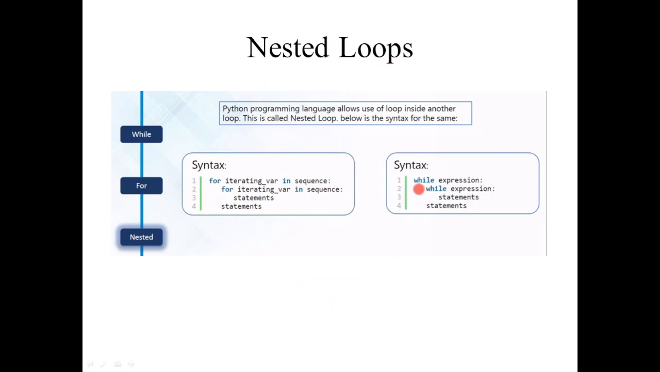So what is nested loop? Nested loop means that whenever a loop is used inside another loop, then this type of loop is called nested loop. In case of nested loop, a loop is used inside another loop, and this is called nested loop. Here is the syntax. Nested loop can be of any type.